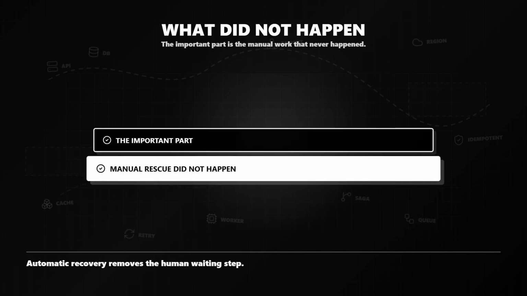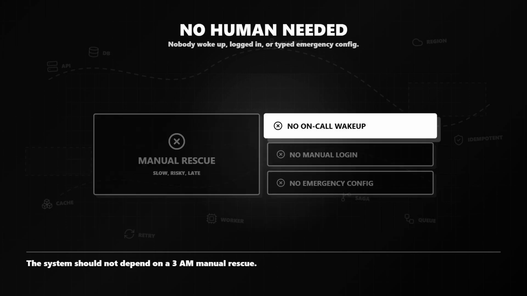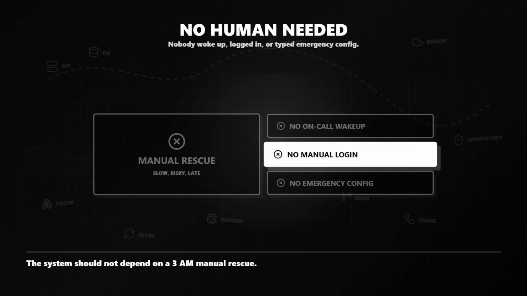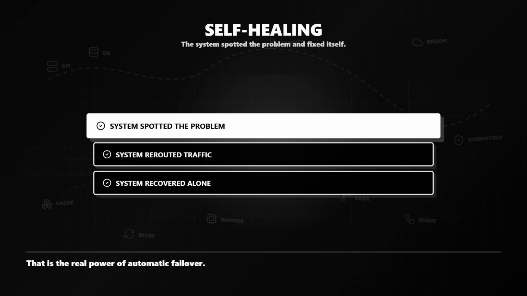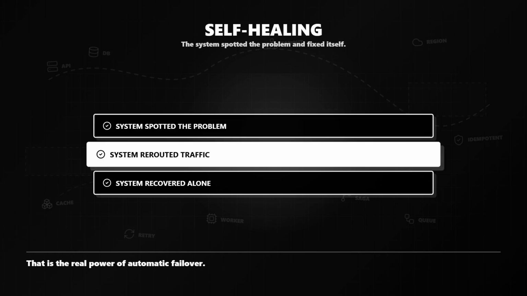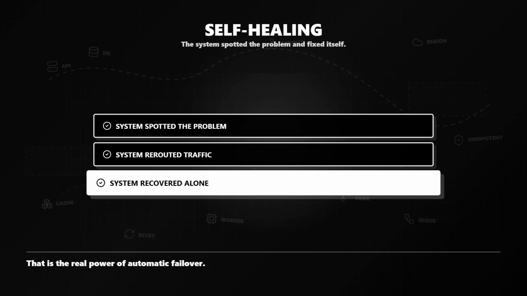So the crucial point here is what didn't happen. Notice how nobody had to wake up a panicked on-call engineer at 3 a.m., nobody had to manually log into a server, and nobody was frantically typing in new configurations by hand. The system spotted the problem and fixed itself, entirely on its own. That's the real power of automatic failover.